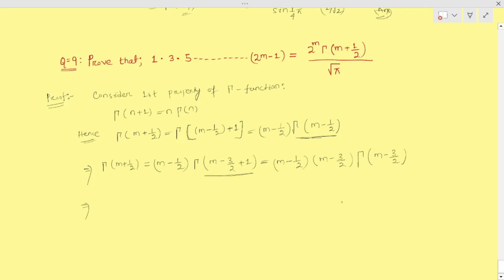Again, this m minus 3 by 2 can be written as m minus 5 by 2 plus 1, because minus 5 by 2 plus 1 is nothing but minus 3 by 2. So here gamma m plus 1 by 2 will be equal to m minus 1 by 2 into m minus 3 by 2. Again, gamma m minus 3 by 2 can be written as m minus 5 by 2 plus 1, right?